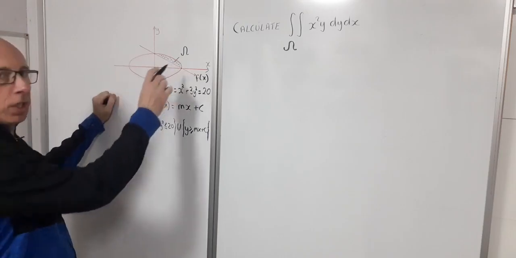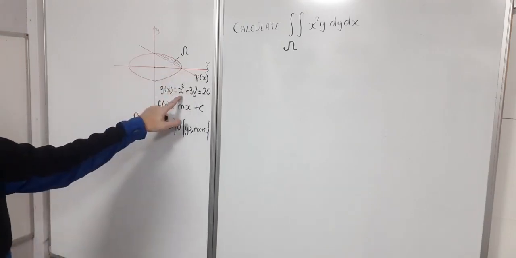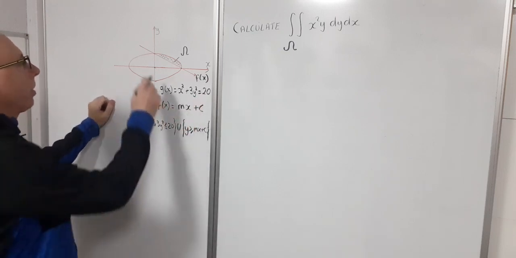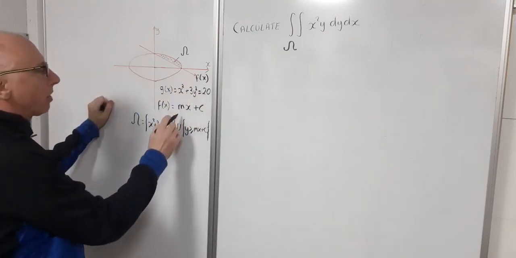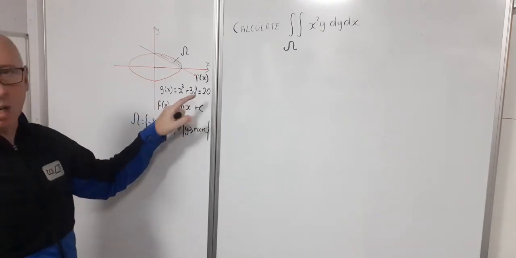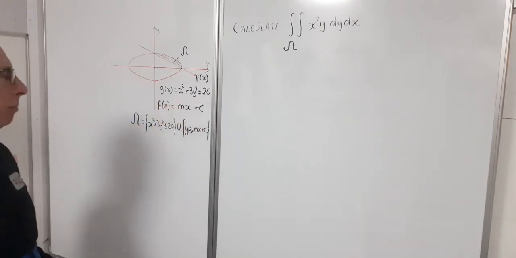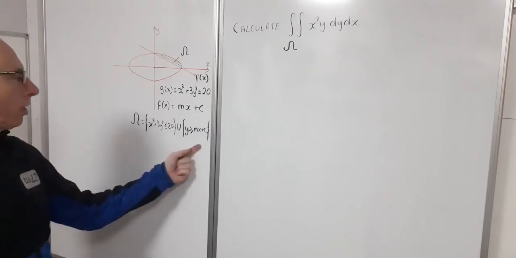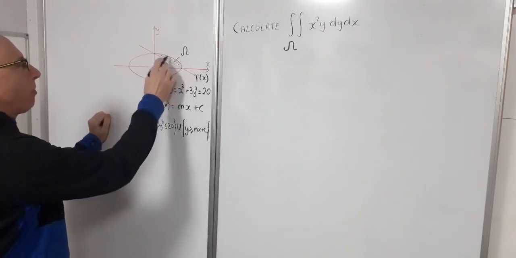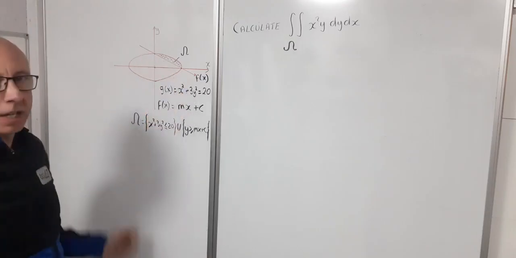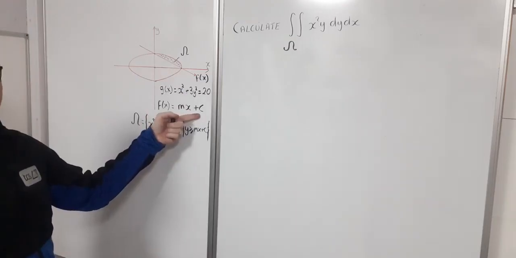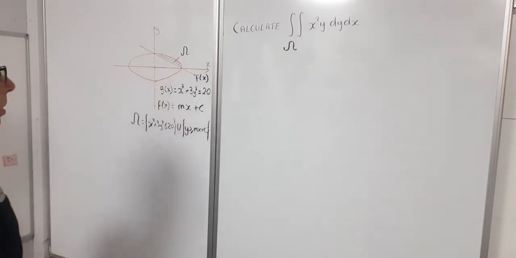G of x, which is our ellipse, which gives an equation of x squared plus 3y squared equals 20. And we've got a straight line here, f of x, which is just mx plus c. We need to find that from our equation for our ellipse. And we've defined the term for omega here. So it's the bound, including the red lines here as well. So it's a closed region as well. Now, how do we find mx plus c from this ellipse equation?